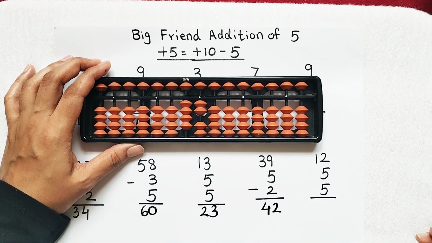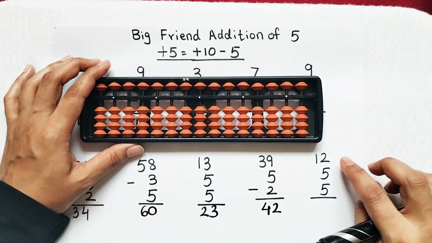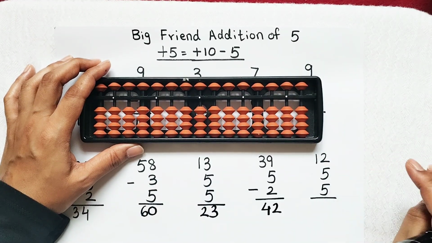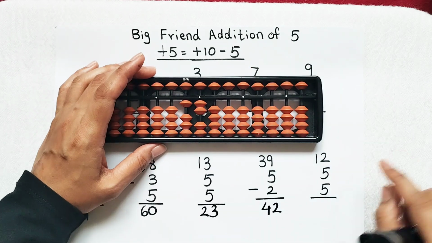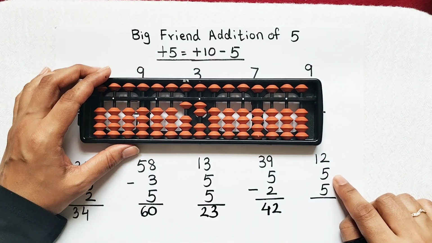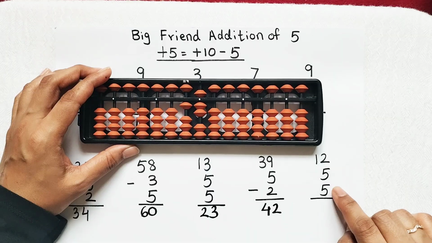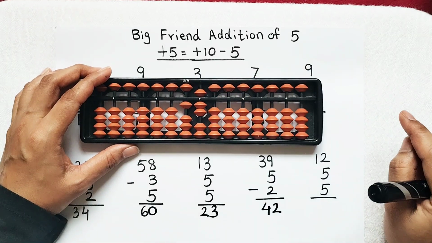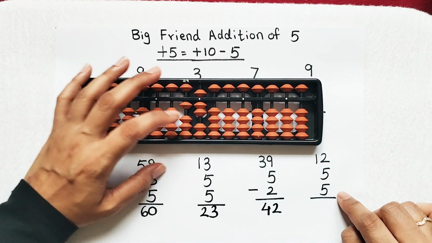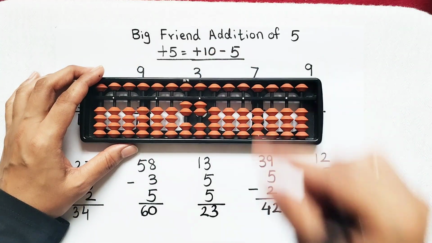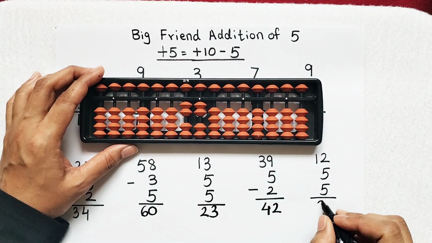Last one. 12 plus 5 plus 5. 12 plus 5. Direct addition is possible. So plus 5. Again plus 5. Now it is not possible. So we use the formula. Plus 10 less 5. My answer is 22.